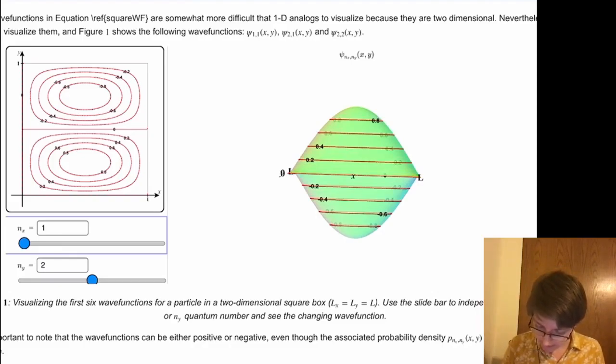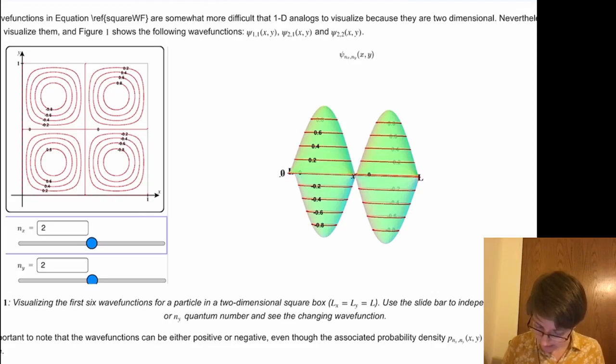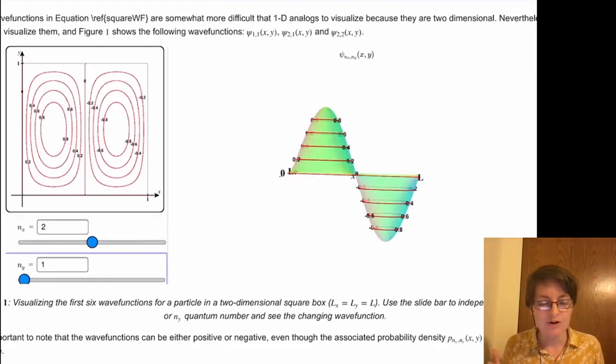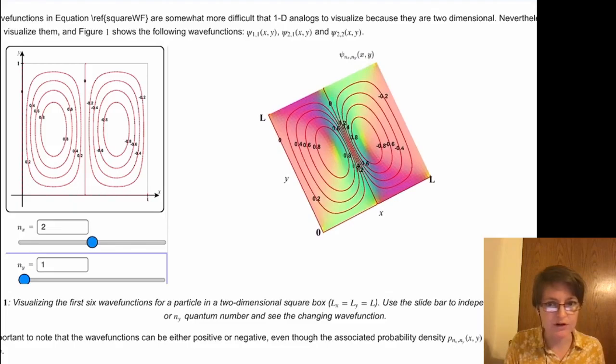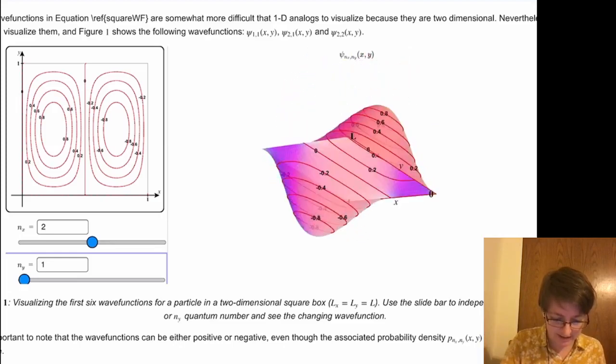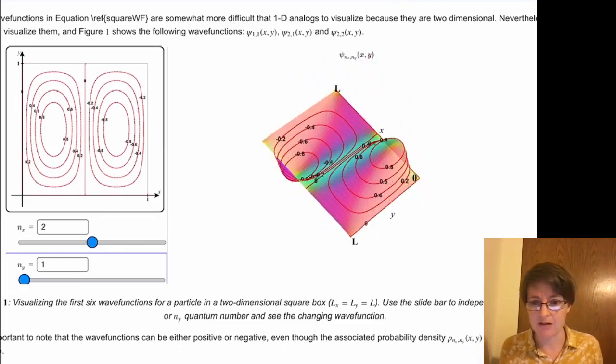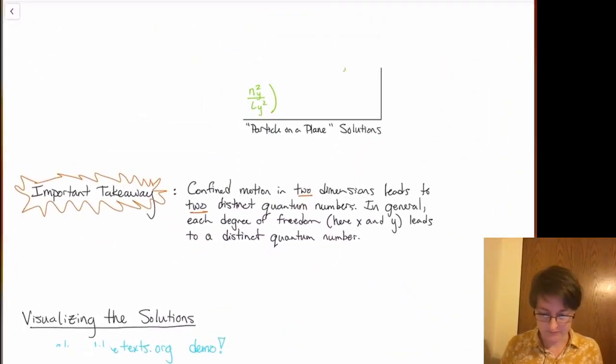If I switch these, so now let's make n sub x equal 2 and n sub y equal 1, notice how the wave function looks the same as before in terms of its shape, just rotated 90 degrees. So if I were to scramble this around and hide what's x and what's y, you wouldn't be able to tell if this was the n sub x equals 2, n sub y equals 1 solution, or if it was the n sub x equals 1, n sub y equals 2 solution. And that type of symmetry in the wave function, we'll see in a second, leads to a really interesting property when it comes to talking about energies. All right, so let's hop back to the notes.